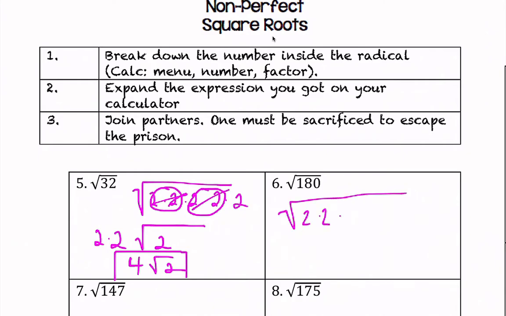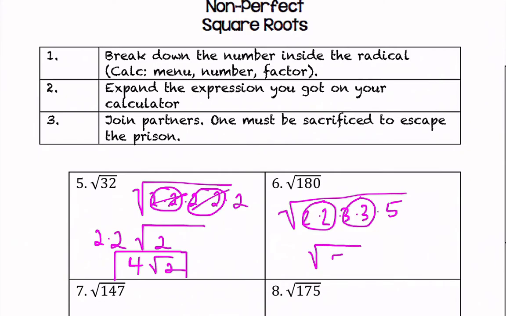Two times 2, 3 times 3, and a 5. So if I multiply these numbers together, I get 180. Okay, so now we want to escape the prison. So let's partner up. These two are going to pair up. These two can pair up, and poor 5 doesn't have anybody to partner up with, so he can't make his escape. So he's stuck.